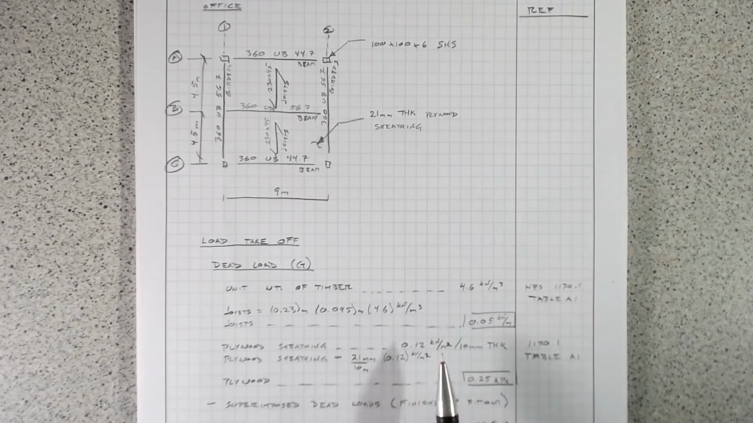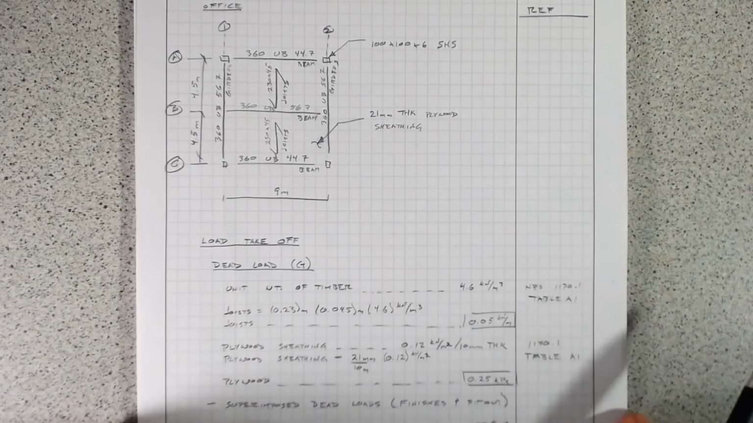Similarly with the plywood sheathing, again coming out of 1170.1, per 10 millimeters of thickness, we get a unit weight of 0.12 kilonewtons per meter squared, or kPa. And then if we divide 21 by that and essentially multiply this out, we get that the plywood is going to weigh 0.25 kPa. And that's the force that'll be on there.